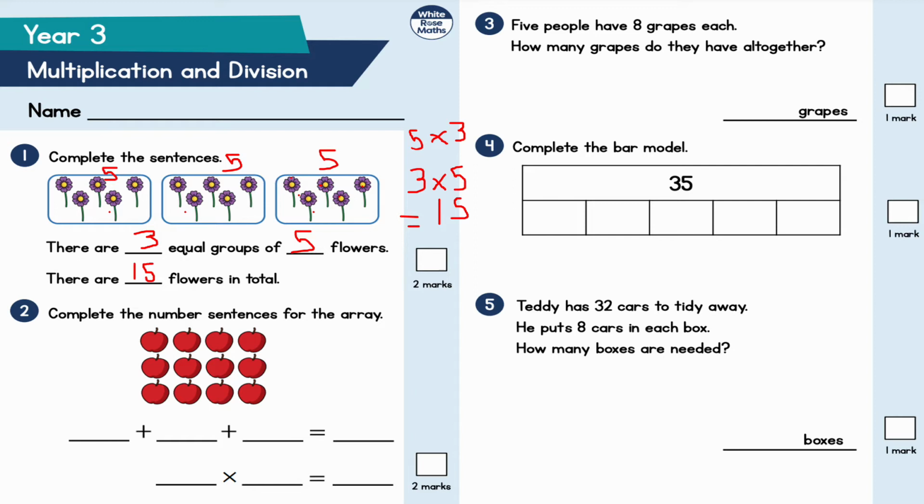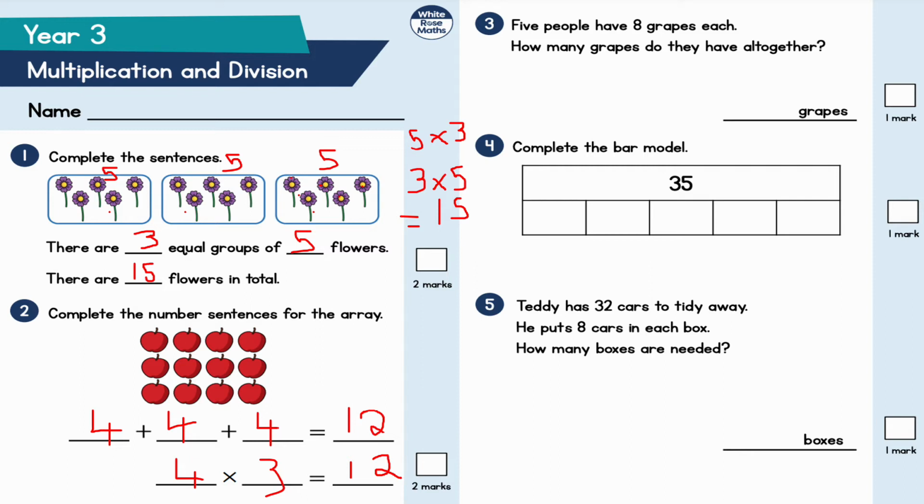Complete the number sentences for the array. I've got 4 apples, 8 apples, 12 apples. I've got 4 plus 4 plus 4, which is 12. And I've got 4 apples times 3 rows. Each row has 4 apples. The answer I get is 12.